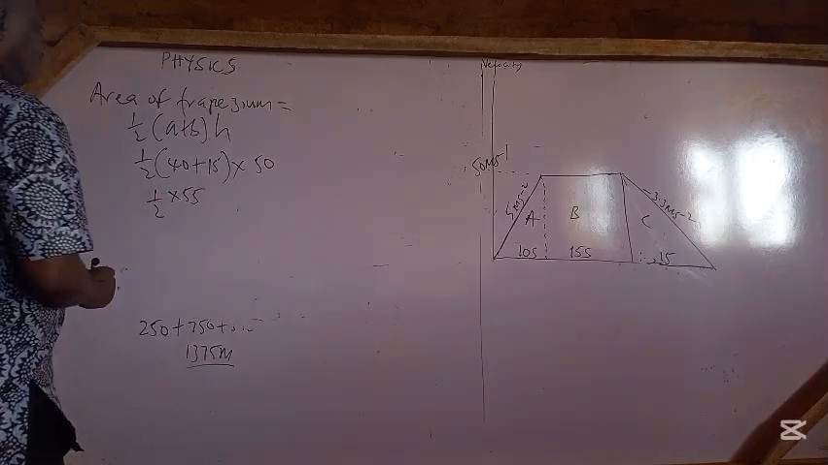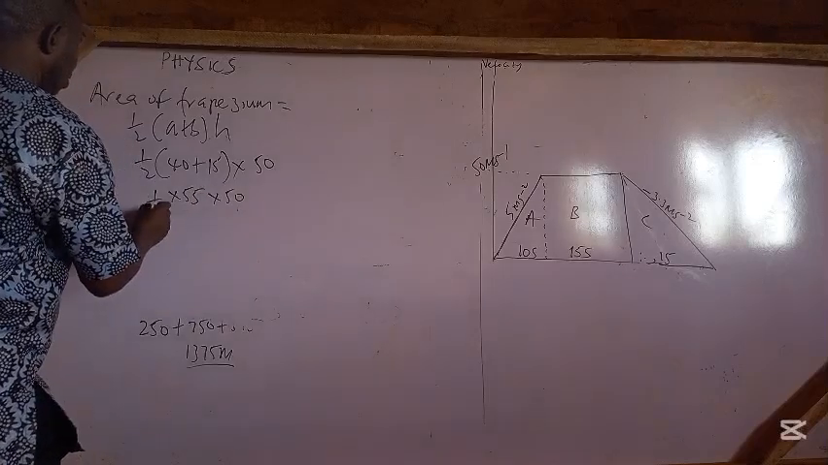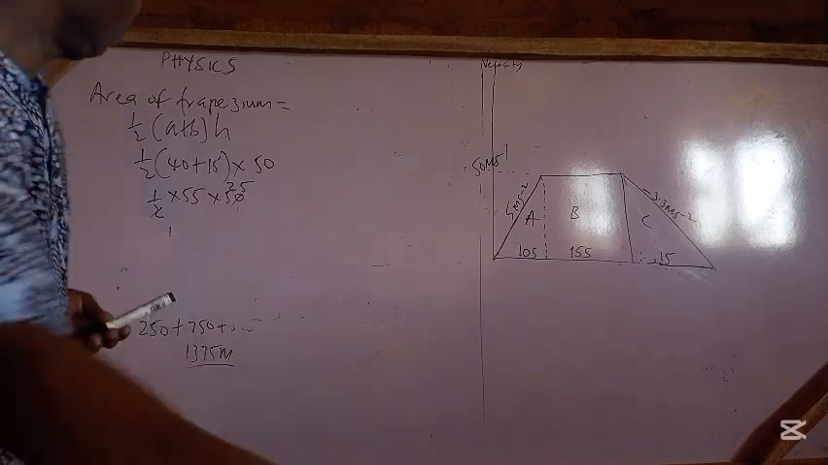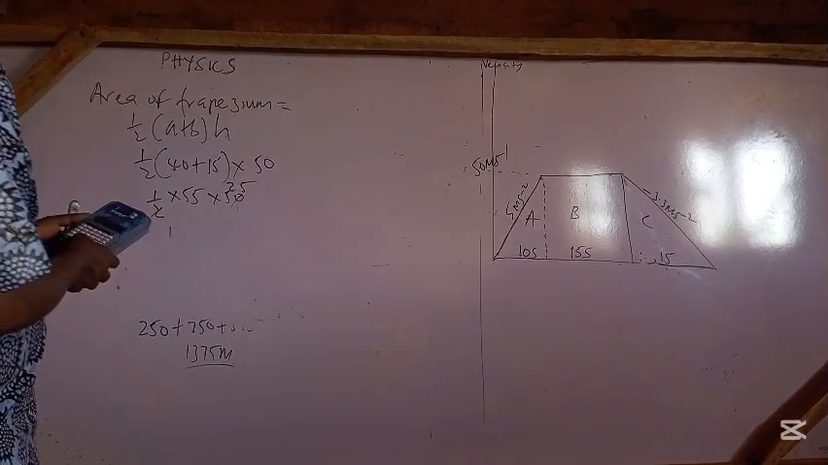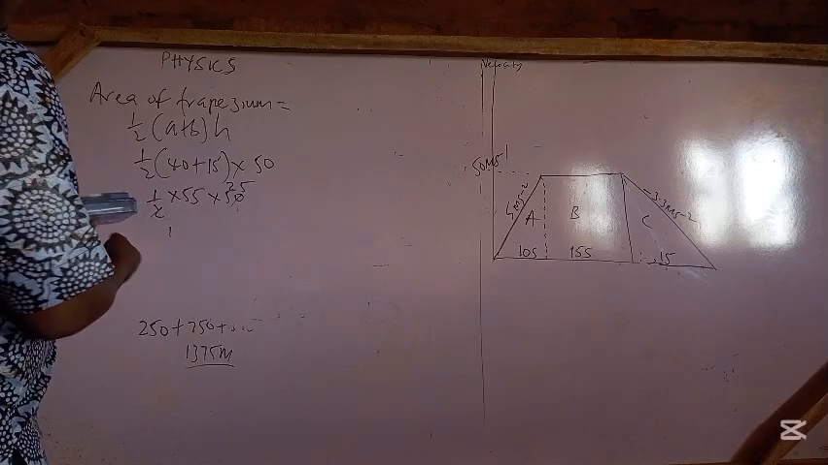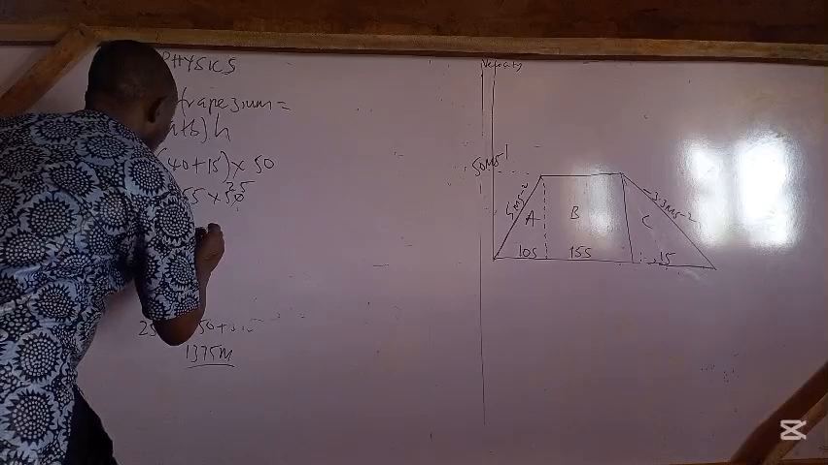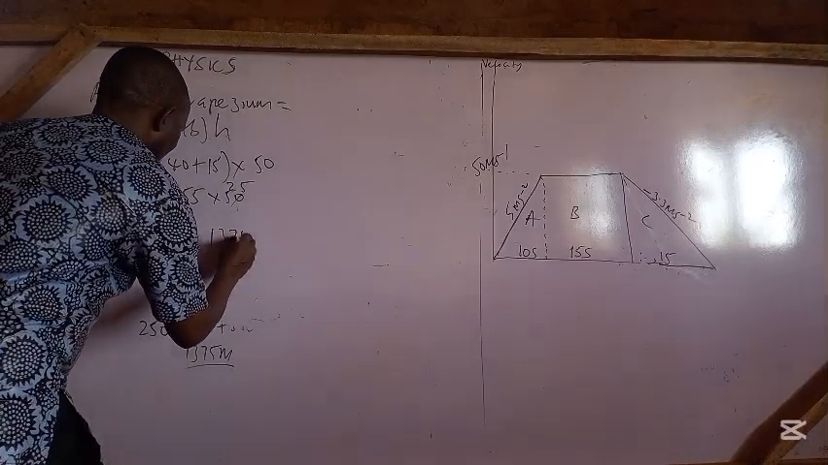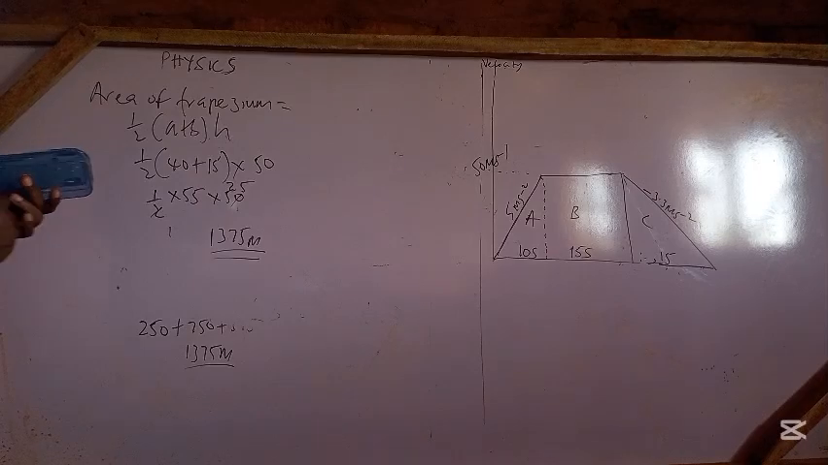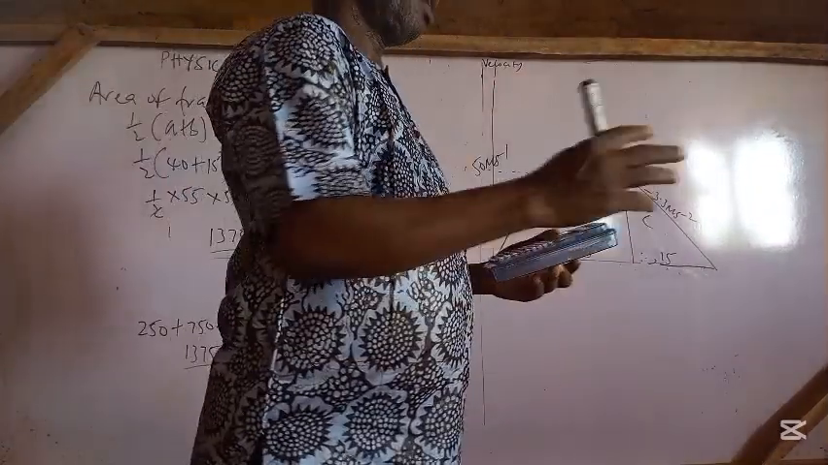So that gives us half of 40 plus 15, that's 55, times 50. Half of 50 is 25. That's 55 multiplied by 25. So you can see that we got the same thing, that is 1,375 meter. So we are able to find the total distance covered by using two methods.